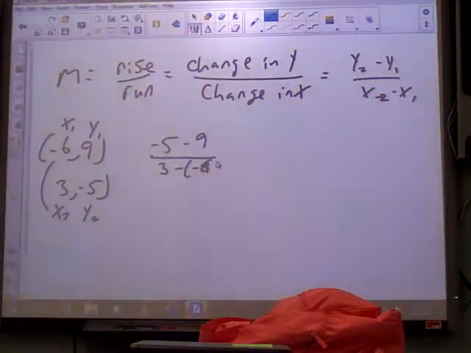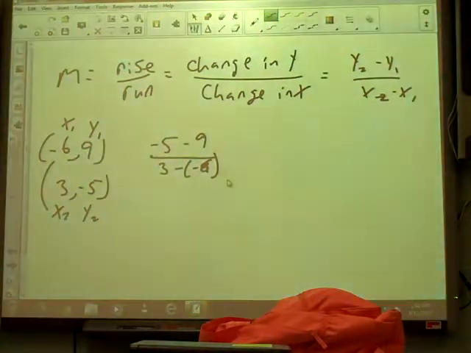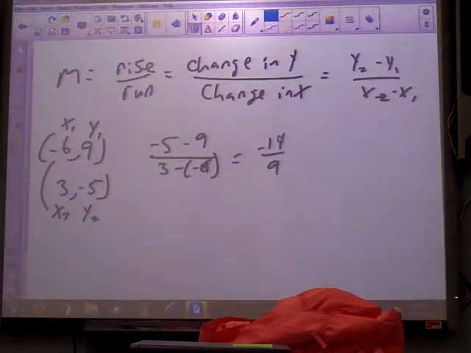I was already thinking of an answer instead of a 6. Okay, -5 minus 9 on our numerator. What's -5 minus 9? -14. On my denominator, 3 minus -6. What's that? It's 3 plus 6, which is +9. Good. All right, so that is my slope.